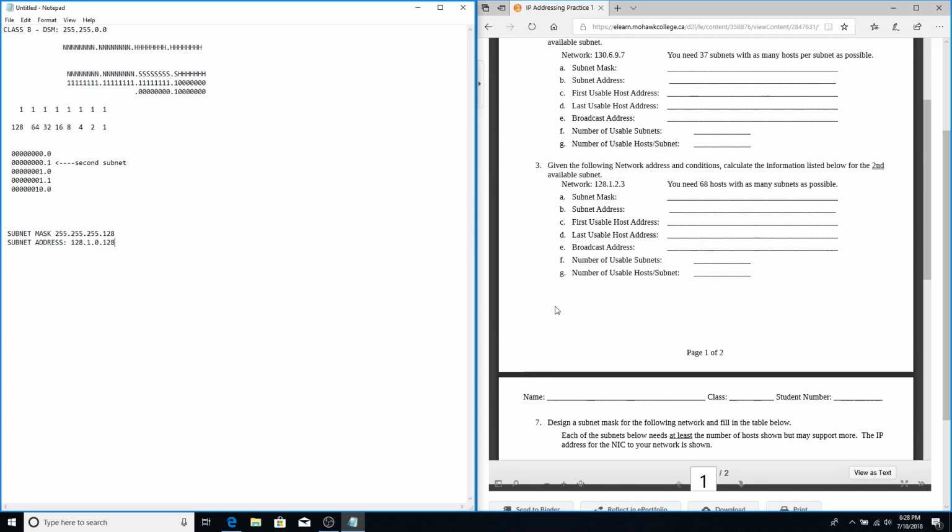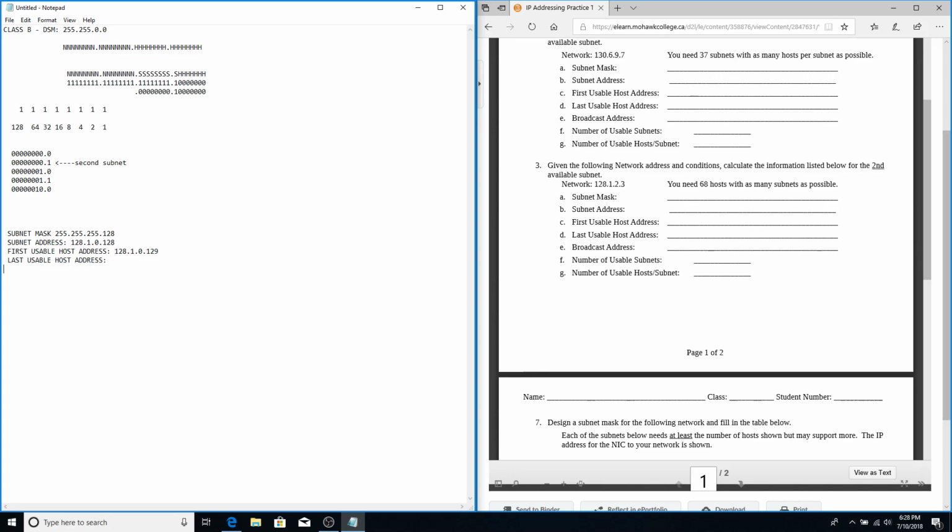Yeah, so let's move on to the next part, the first usable host. This one you should know because you're very good at this one. First usable host address is just adding 1 to the subnet address. So we have 128.1.0.129.